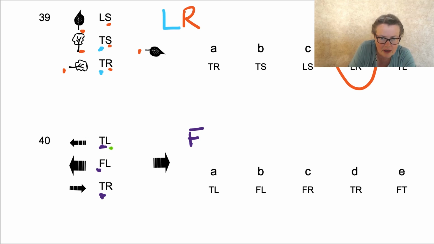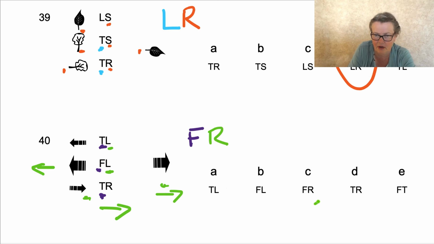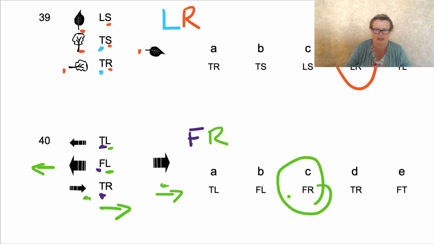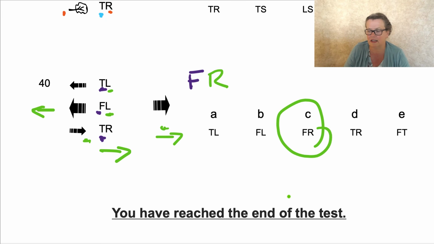And now the two L's. What do they have in common? They point to the left, and this one points to the right. So our one points to the right, so we want that to be R for right. So it's FR, which is C. And you've reached the end of the test.